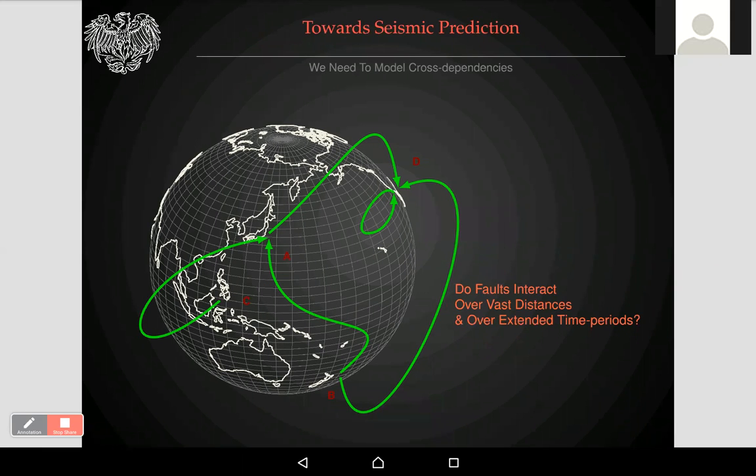Seismic prediction. At the end of the day, we want to see how well we can predict seismic events. But instead of just making this a blind prediction exercise, we'd also try to answer questions important to geophysics. For example, do faults interact over vast distances or over extended time periods? If you look in the literature, there is some evidence to that effect, but there's really a lack of consensus. So what we will be able to do by our analysis is to definitively show that if you include interaction over long distances and over extended time periods, then you can vastly improve your predictions.